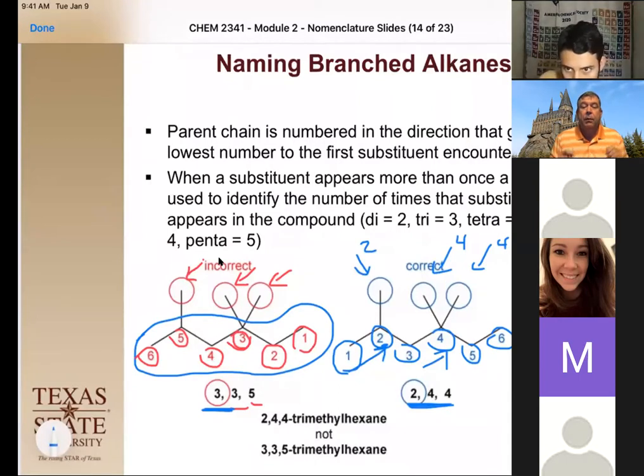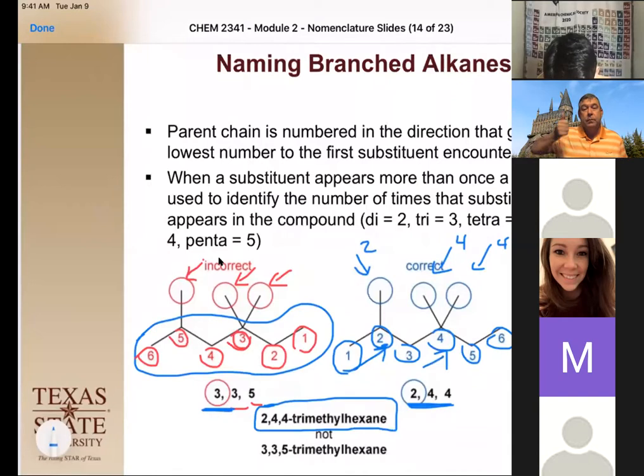That being said, we now have our parent chain numbered correctly, so our first substituent is on the lowest number. We have 3 equivalent substituents, so they can all be lumped together as trimethyl. So the correct name for this is 2,4,4-trimethylhexane. Longest chain, first substituent on the lowest number, and then identify where the substituents are. So the 2 is on the first one, 4,4 is where the last 2 are, trimethyl hexane.